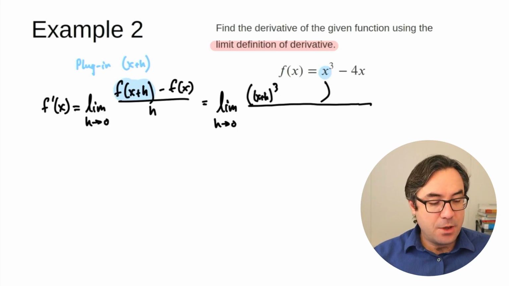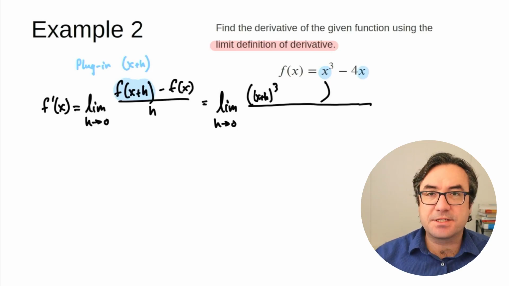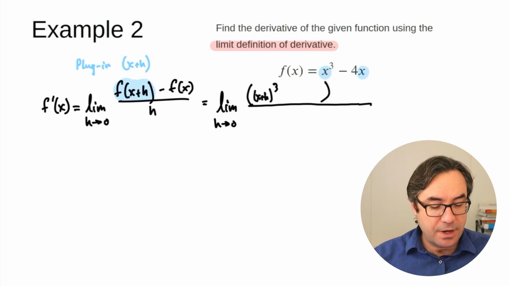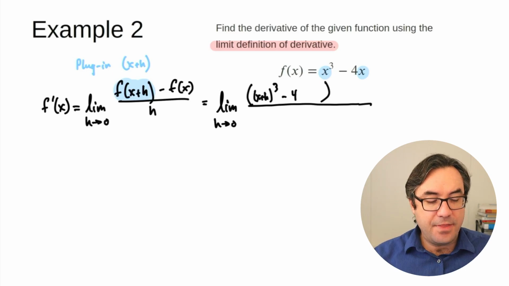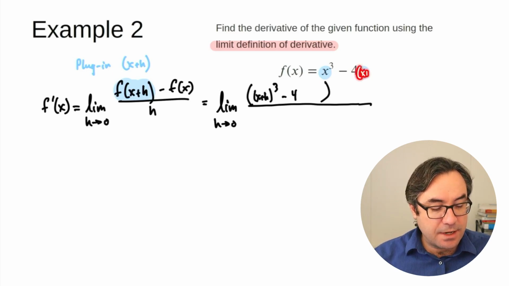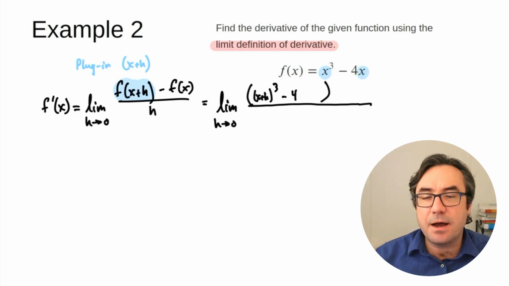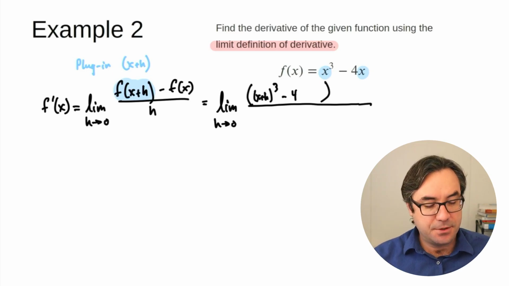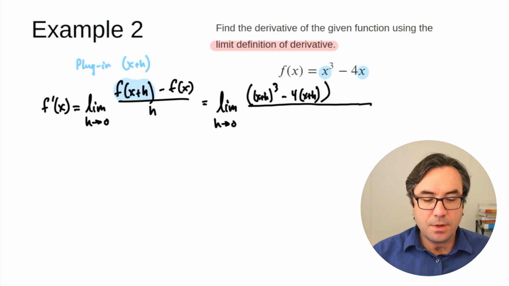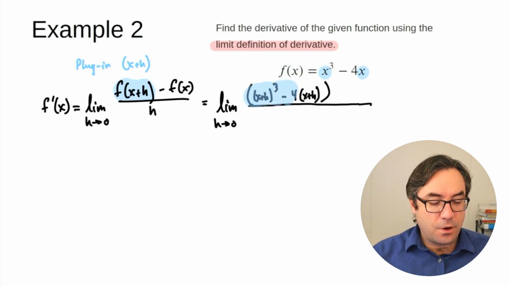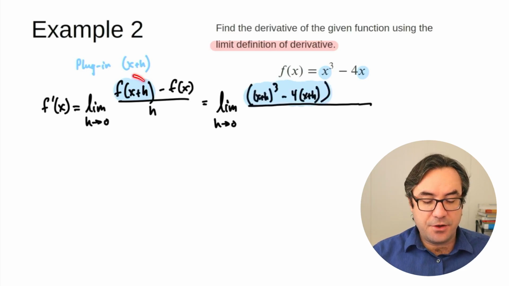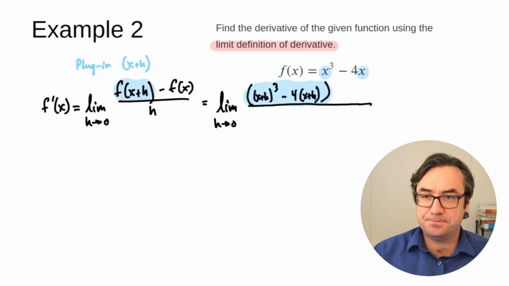And then we got another x right next to that negative 4. So we're going to have a minus 4. And then, again, it's like we're squeezing in a parentheses x plus h there. So we're going to have parentheses x plus h. All right, so this is what we get for our function evaluated at x plus h.